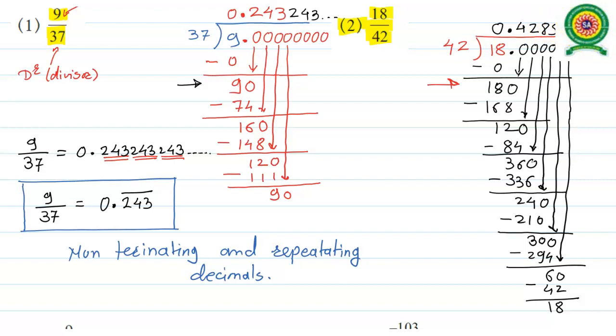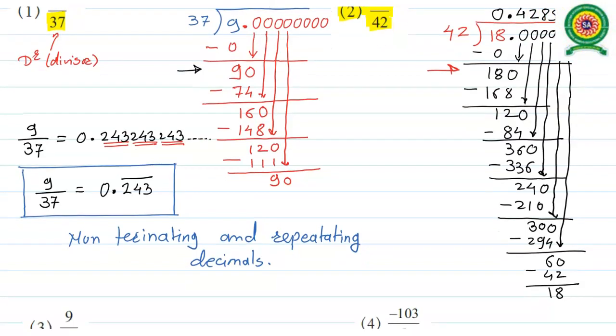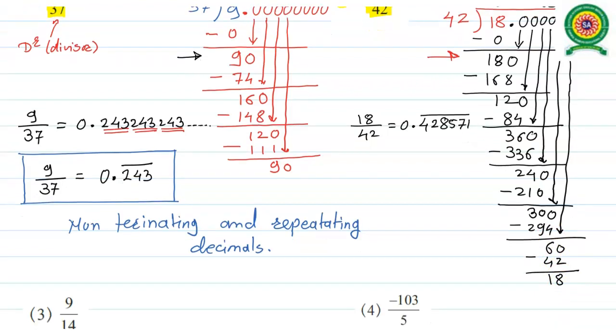So we are now writing our final answer in terms of decimals: 18 divided by 42 is equal to 0.428571, and again the same set of digits is repeated infinitely many times, so we have to put a bar over it. If you do the division, you get 428571 infinitely many times. Now look at the next question.